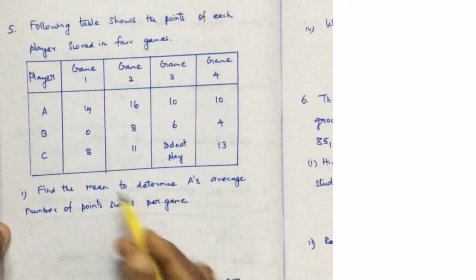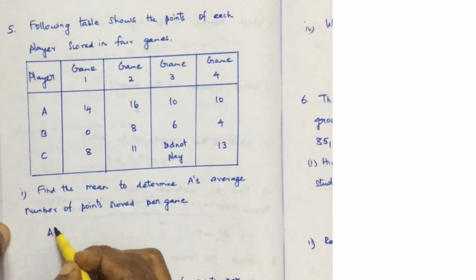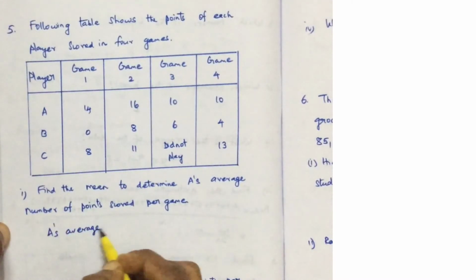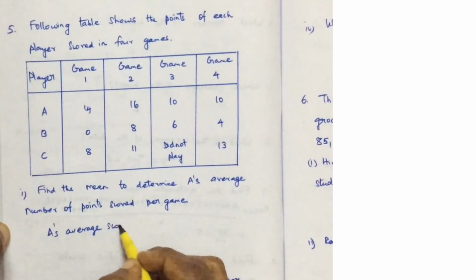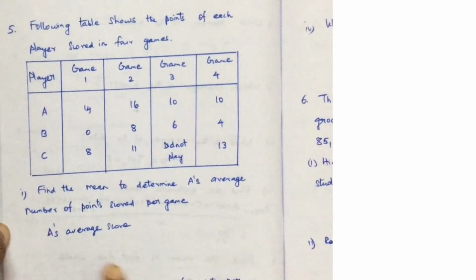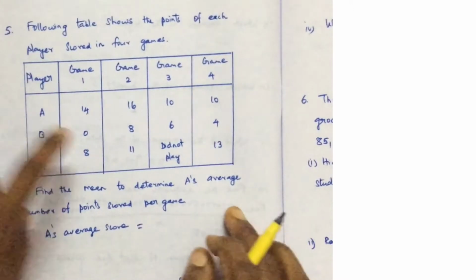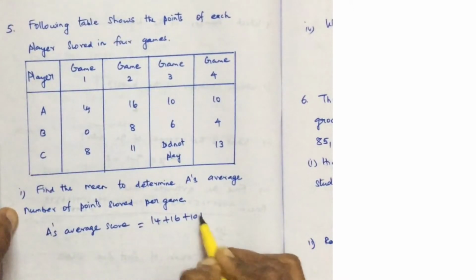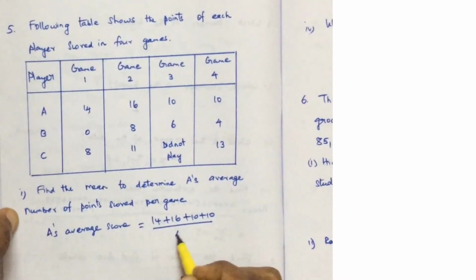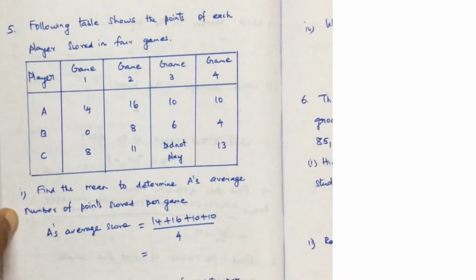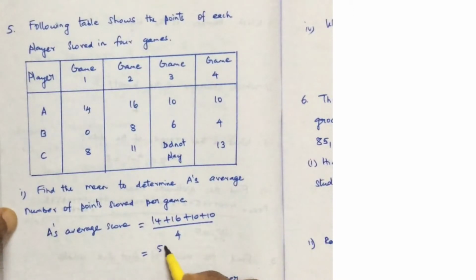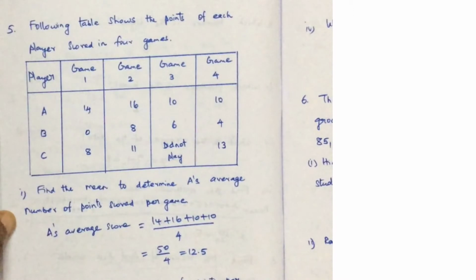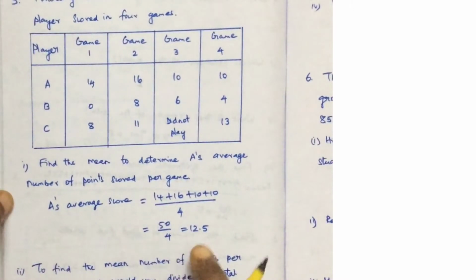So what I should write is A's average score. Okay, A's average score equal to, this is 14 plus 16 plus 10 plus 10 divided by 4, that is equal to 50 divided by 4, that is equal to 12.5. Okay, if you see, this is for A.